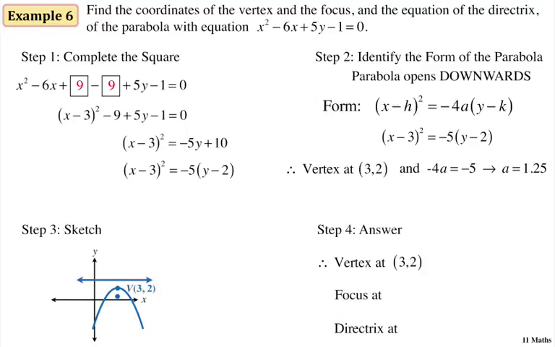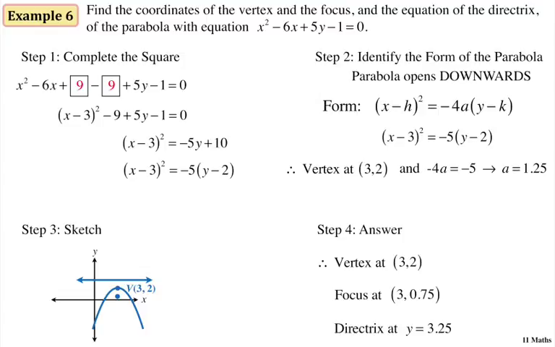We know the vertex is 3, 2. The focus, and this is a y direction movement, so the y value of the vertex is 2, and I've got to go another 1.25 units down, that'll pull me back to 0.75. So the focus is at 3, 0.75. The directrix is 1.25 units above the vertex. The y value is 2, go up another 1.25, 2 plus 1.25, 3.25. So there is the directrix.